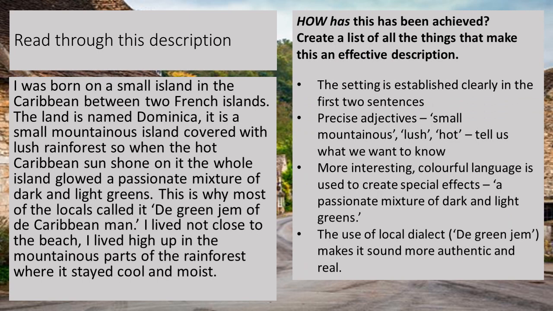So let's go through the list of all the things that make this an effective description. Firstly, the setting is established clearly in the first 2 sentences. Also, there are precise adjectives, such as small, mountainous, lush, and hot, that tell us what we want to know. More interesting, colourful language is used to create special effects, a passionate mixture of dark and light greens. Finally, the use of dialect, the green gem, makes it sound more authentic and real. If you didn't get any of these, please note them down now.